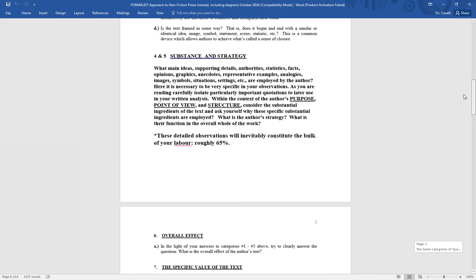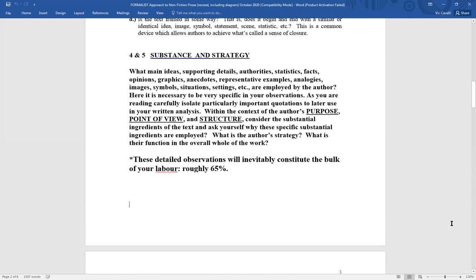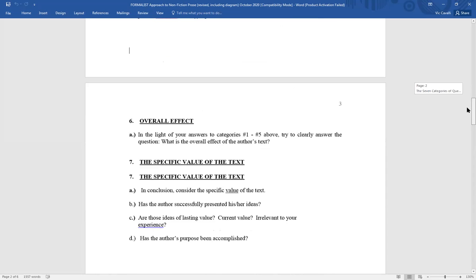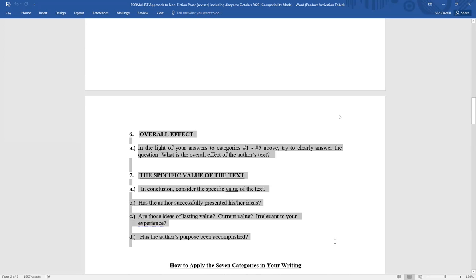So here, reading carefully, you're going to isolate those particularly important quotations to use. And as you can see from the diagram, this is going to be the bulk of your labor, the 65%. Now, after you've finished your essay, your conclusion is basically going to be overall effect and specific value of the text. Just a few sentences, that's all. And those are fairly straightforward. In the light of your answers to categories 1 to 5, try to clearly answer the question, what is the overall effect of the author's text?